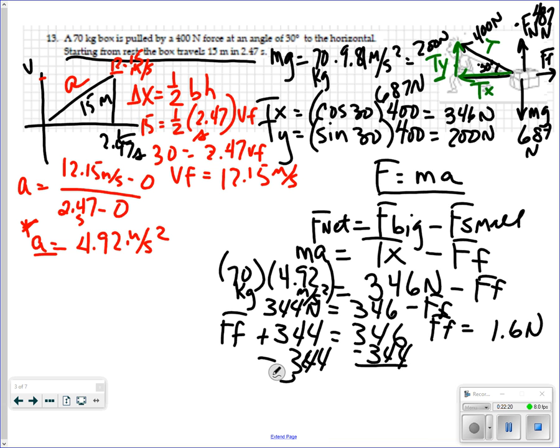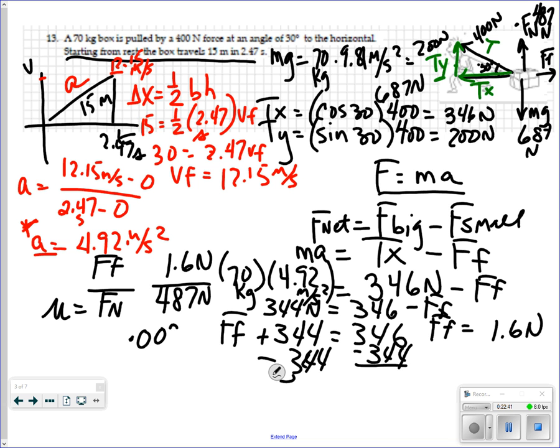It's kind of tiny. If I go to figure out my coefficient of friction from that, which, as a reminder, is friction over normal, what this tells me is 1.6 newtons and whatever I figured out for my normal force, I think it is 487 newtons. So my mu is pretty small. There's my last piece. I figured out everything. 28 steps later.